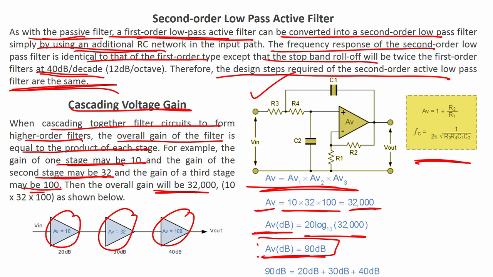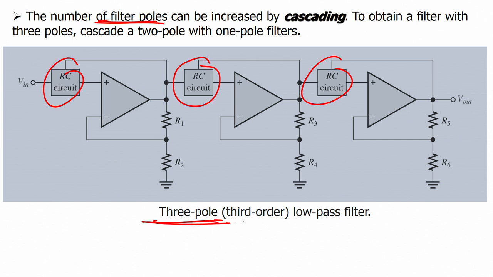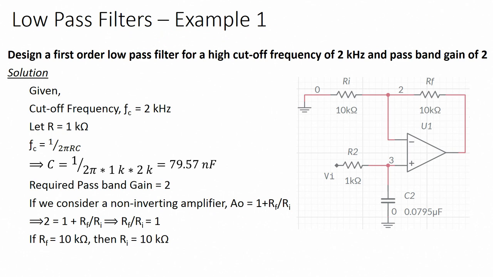Very easy, cascading voltage gain in the case of filters. Now, the number of filter poles can be increased by cascading, that is from 1 RC to 2 RC to 3 RC. Here you can see 3 R and C, right, 1 RC, 2 RC, 3 RC. That means it is a 3 pole or third order low pass filter. To obtain a filter with 3 poles, cascade a 2 pole filter with a 1 pole filter. Very easy, right. Let us see now an example of a low pass filter.